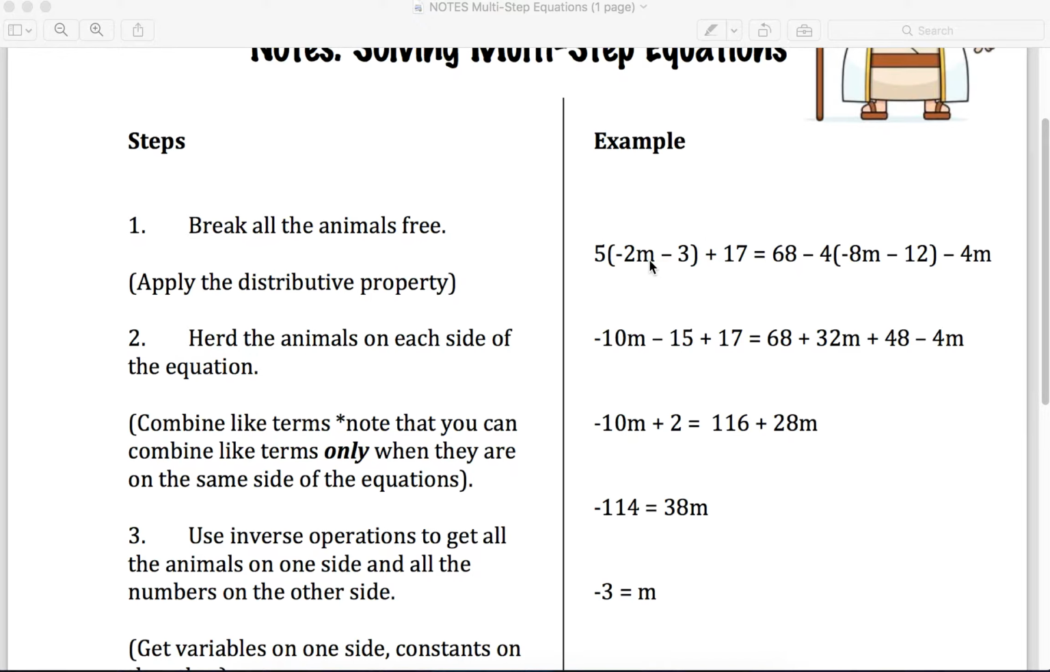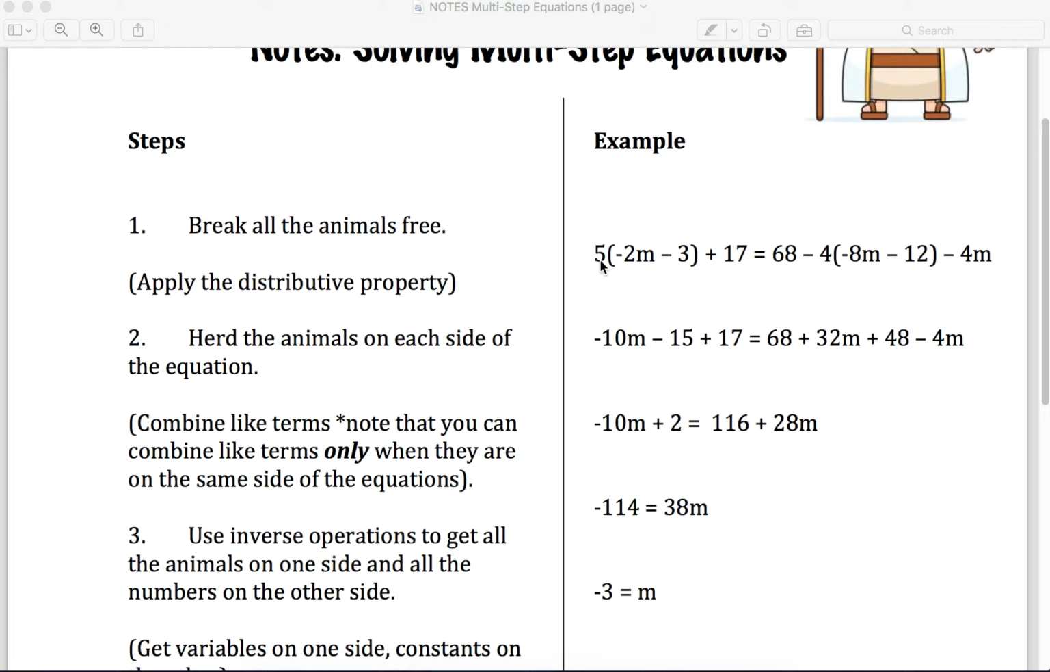So right here we're going to have a variable m, and we'll think of that as monkeys. So over here we have some monkeys in cages, and over here we have some monkeys in cages. And our end goal is to find out how much one monkey weighs, the value of one monkey. So our first step is going to be get all the monkeys out of the cages so they're just roaming around the jungle and we can gather them up.